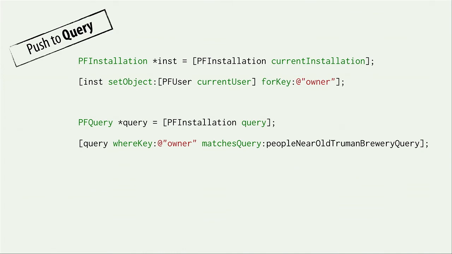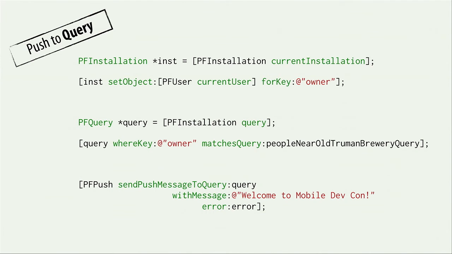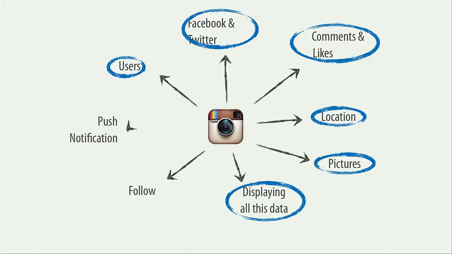In order to send a push notification to that subset of users, I basically create that query over installations, saying I want the owner key to match this other query, which in this case is a geo query, which is saying target people that are within 1 kilometer of this current location. And you just push to that query. It's not locked down to a specific channel. It's just getting all the objects that match that query and sending a push to them. So we covered displaying data, managing relations, and push notifications.